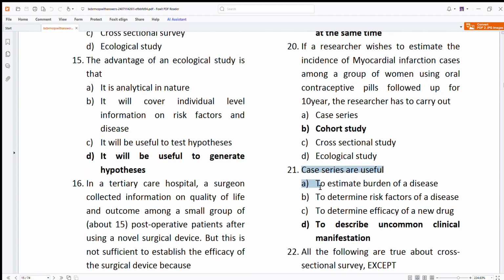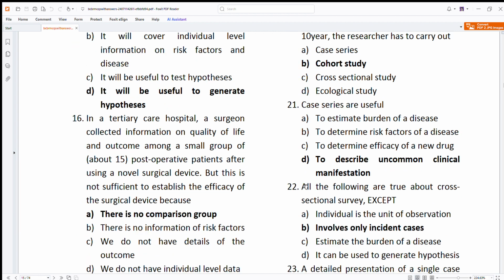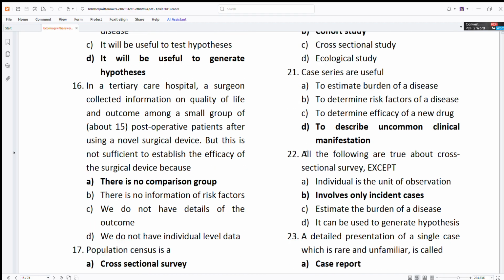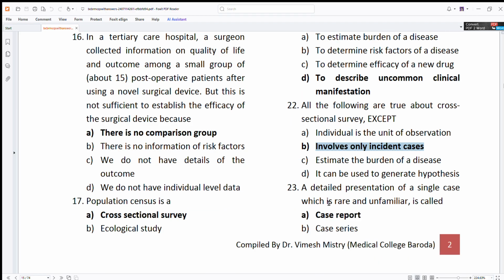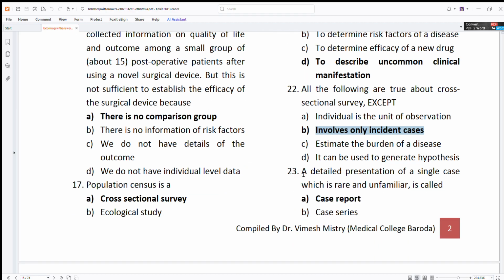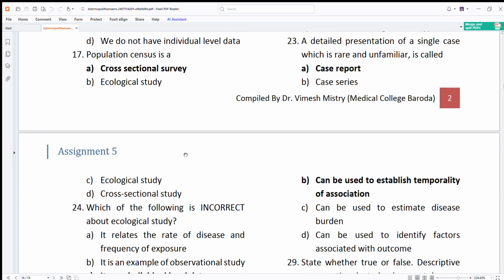Then case series are useful to describe uncommon clinical manifestations. True. Yes. I also submitted a case series in the international journal for publication. Then all of the following are true about cross-sectional survey except involves only incident cases. Yeah, this is false. This is absolutely false. It can never be, because it will not only involve incident, it will involve incident as well as prevalent cases. Yes, it estimates a burden of a disease. That's true. Can be used to generate hypotheses. Yes, true. A detailed presentation of a single case, which is rare and unfamiliar, is case report.